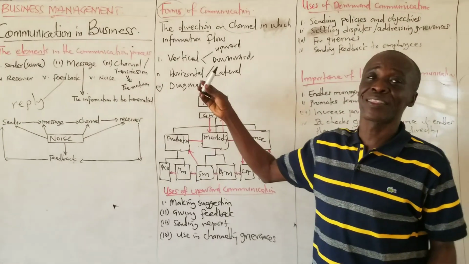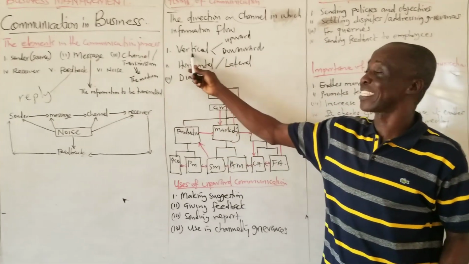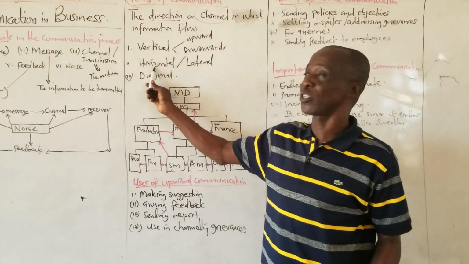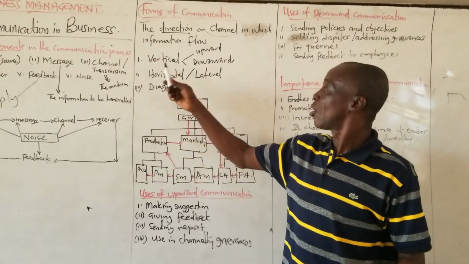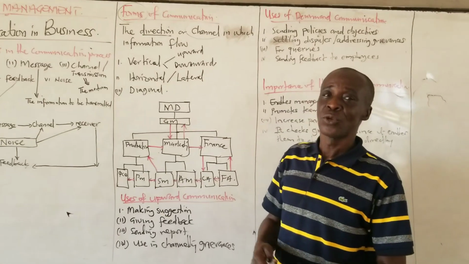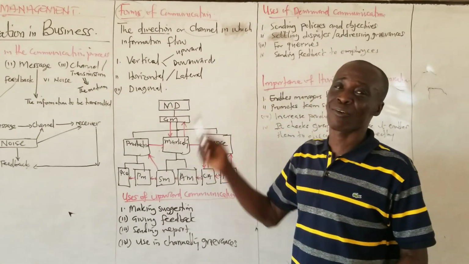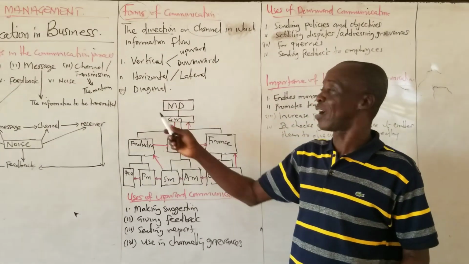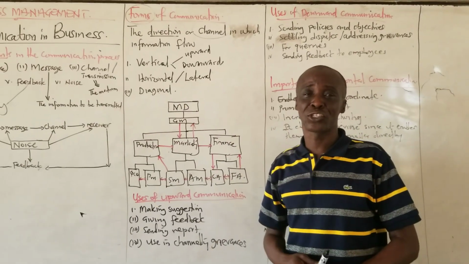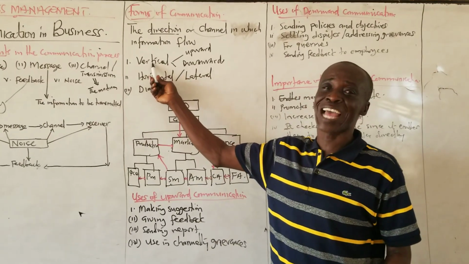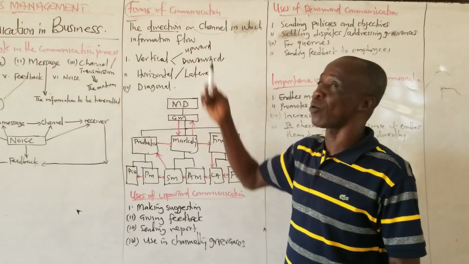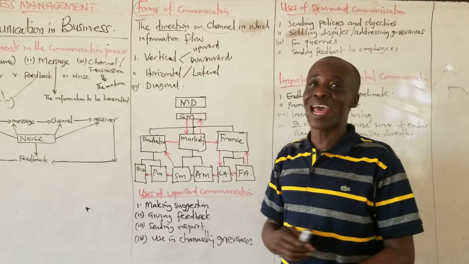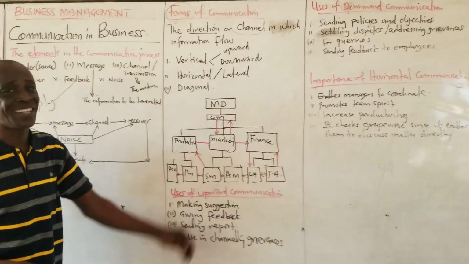And we have three main channels. Either it is vertical or horizontal or diagonal. So we have the vertical communication, horizontal communication, which is also called lateral communication, and diagonal communication. The vertical communication has two types: either it is upward communication or downward communication. And I'm using this diagram to explain them.